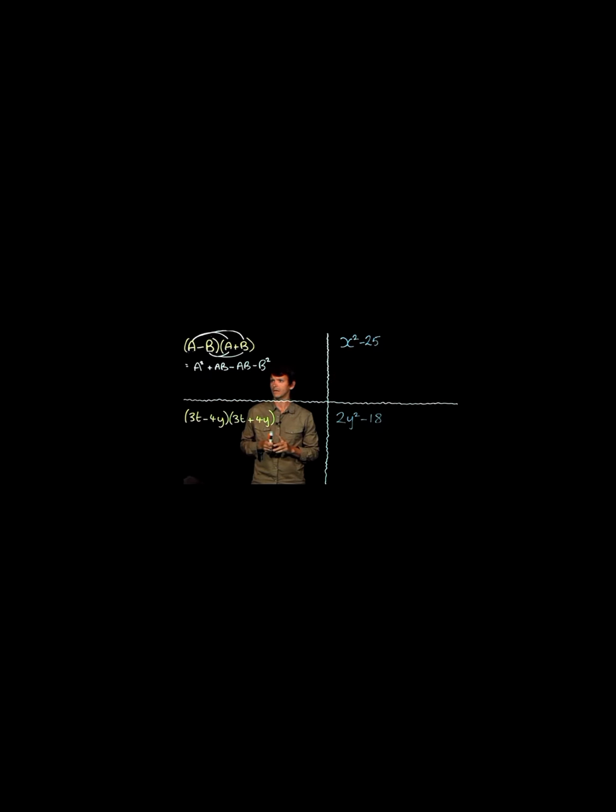I'm just going to tidy it up a little bit here. If we notice in the middle, we've got plus ab minus ab. Now, of course, those are just going to cancel each other out, so you can strike those ones out. What we're left with when we tidy up is a squared minus b squared.